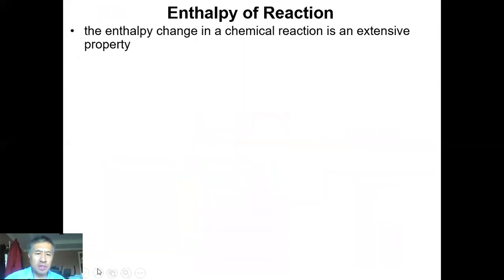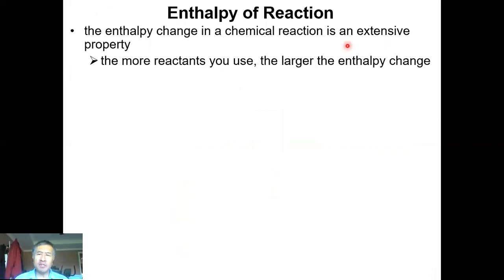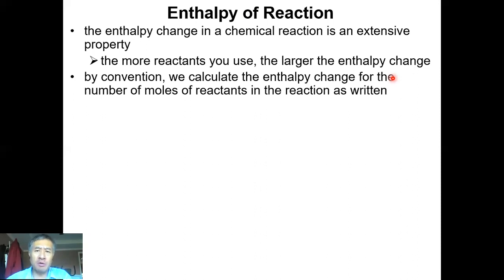Okay, so we are going to study enthalpies of reaction. The enthalpy change in a chemical reaction is an extensive property. It means it depends on how much we have, or the amount of the chemical reaction. The more reactants you use, the larger the enthalpy change. By convention, we calculate the enthalpy change for the number of moles of reactants in the reaction as written.